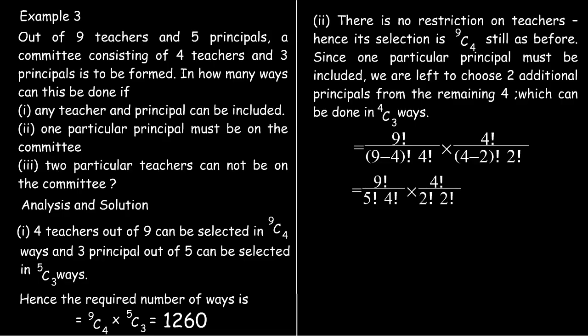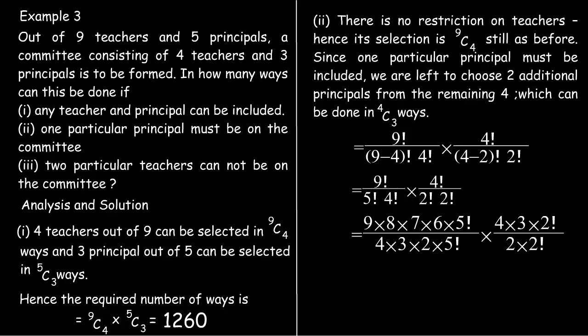factorial divided by 2 factorial 2 factorial, which will be equal to 9 times 8 times 7 times 6 times 5 factorial divided by 4 times 3 times 2 times 5 factorial, times 4 times 3 times 2 factorial divided by 2 times 2 factorial. The factorials in our numerator and denominator will cancel out, so we'll be left with 9 times 2 times 7 times 2 times 3, which is equal to 756.